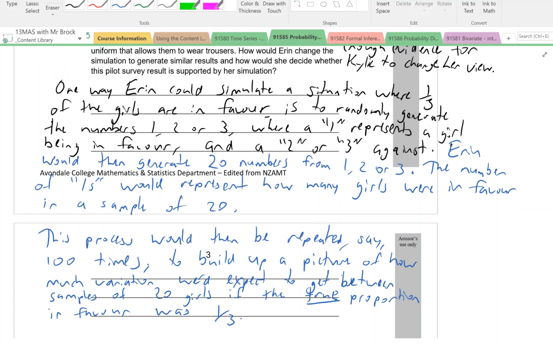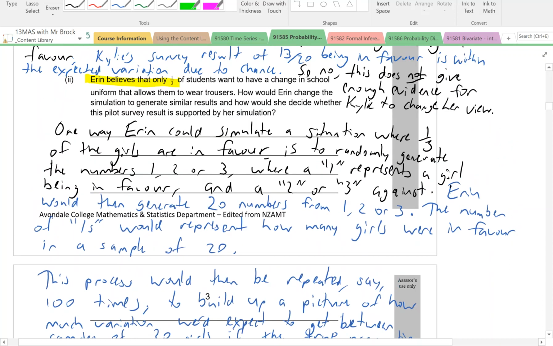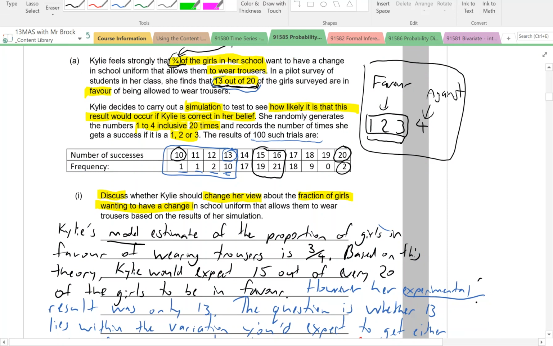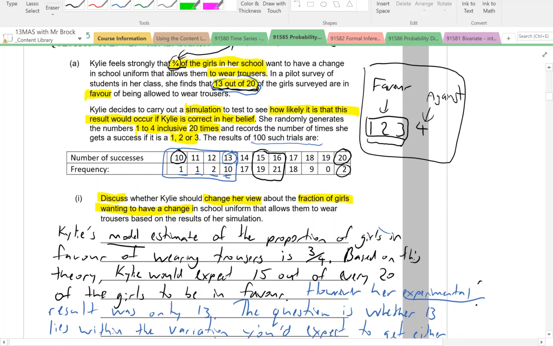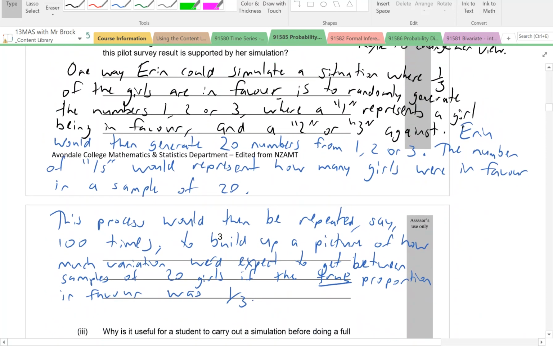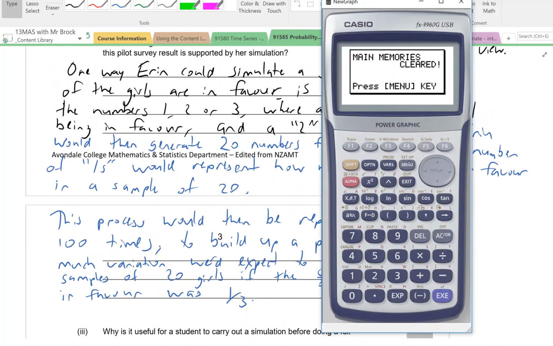Okay, so what we'd then want to see is where the finding of 13 fits within that variation. So what's 1/3 of 20? Well, it's less than 13, isn't it? So if we do it on a calculator, 20 divided by 3, we would expect 6 or 7, around about 7, to be in favour on average. So the question is, how often, out of 100, how many of those simulations result in 13 or more being in favour, or 13 or more ones out of 20?